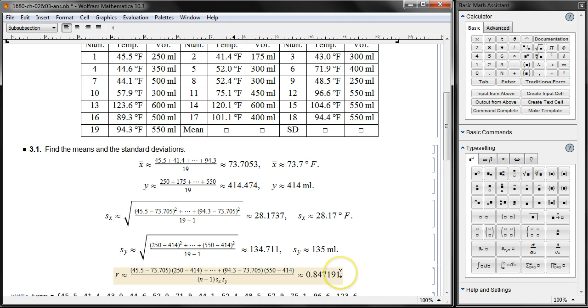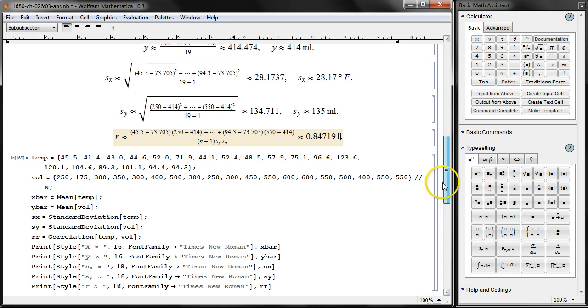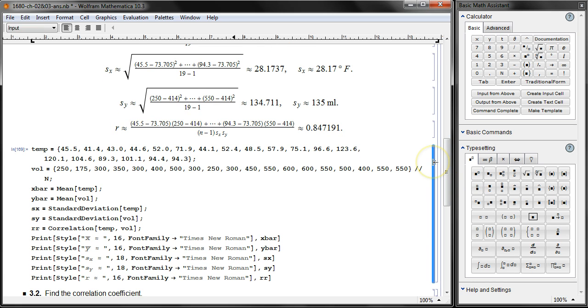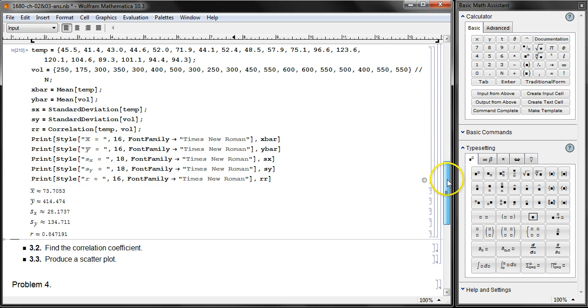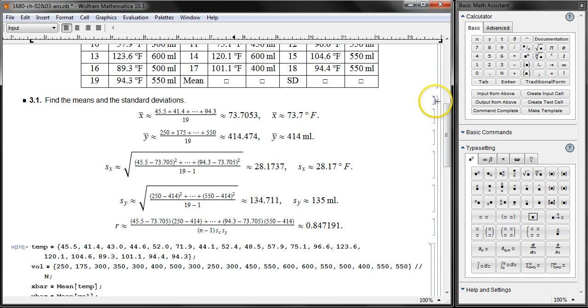Now, this is the correlation coefficient, but that's something we'll discuss in the next set. Mathematica's computation yields these numbers. x bar, y bar, those are means. sx, sy, those are standard deviations. And we did all those in the previous example.